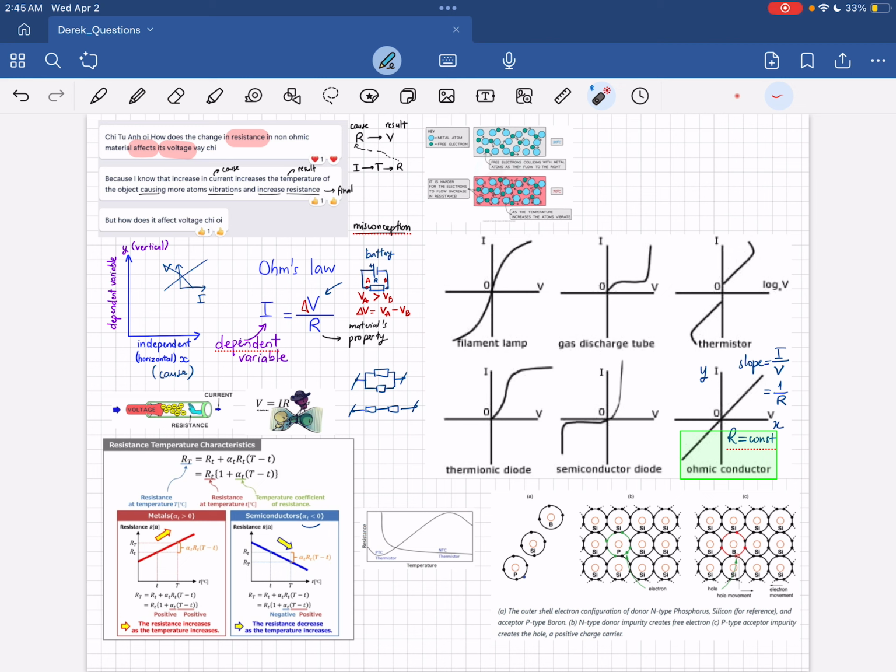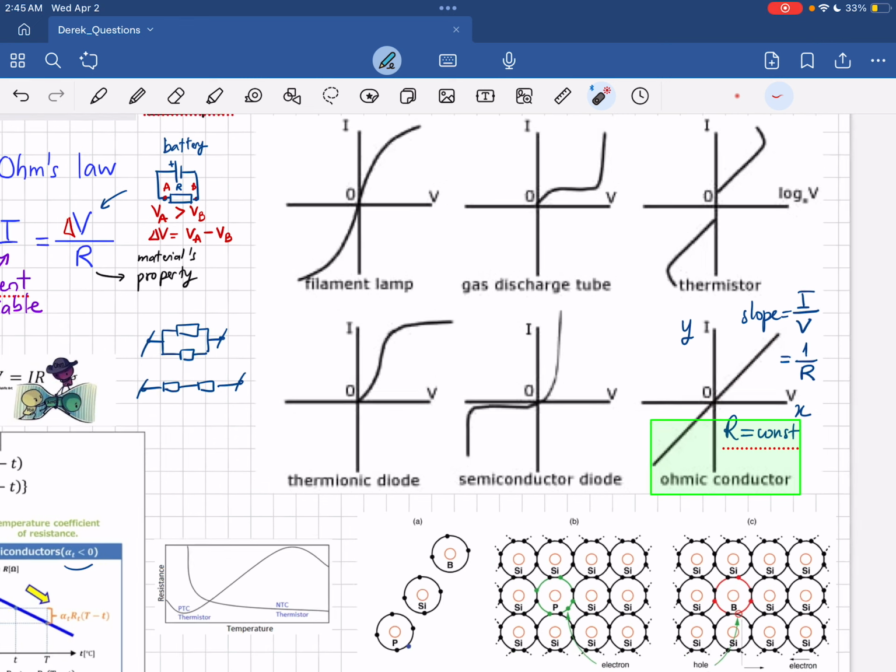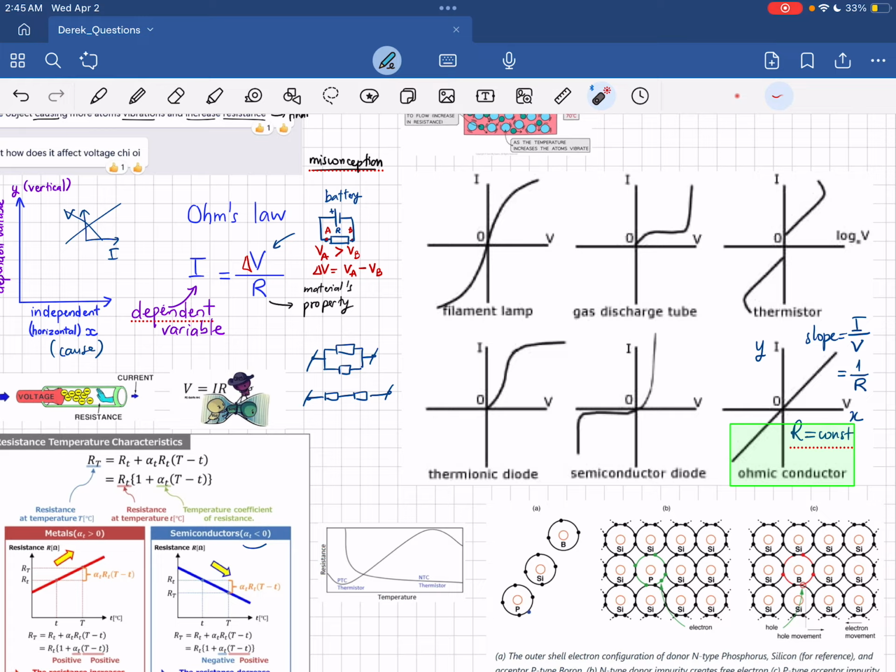So again, what is non-ohmic material? Basically, it will not obey Ohm's law, where the slope is linear, which means it's not changing, and also means the resistance of that conductor is a constant, right? But in this case, it should be something like this.